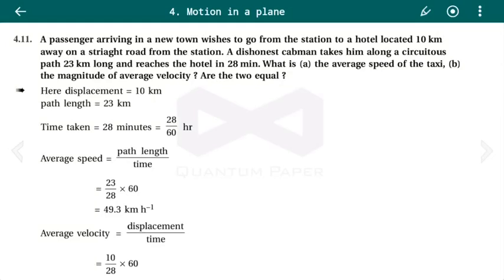In this video we are going to solve numerical of textbook exercise of chapter 4 motion in a plane. Numerical number 4.11. A passenger arriving in a new town wishes to go from the station to a hotel located 10 km away on a straight road from the station.